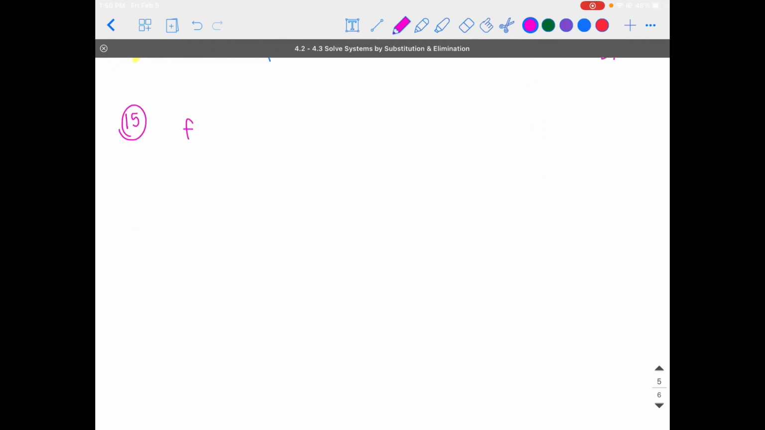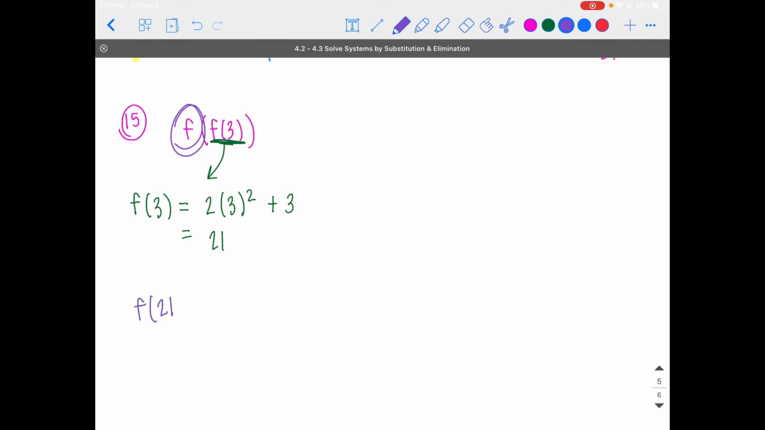All right, 15, we were finding f of 3. For composition of functions, we always do the inside first. So we're going to find f of 3, which is 2 times 3 squared plus 3, which is 21. Then we're going to go to the next function on the outside, which also happens to be f. It's not always the same letter, but it is. We're going to plug in the 21 this time. So 2 times 21 squared plus 21 gives us 903.